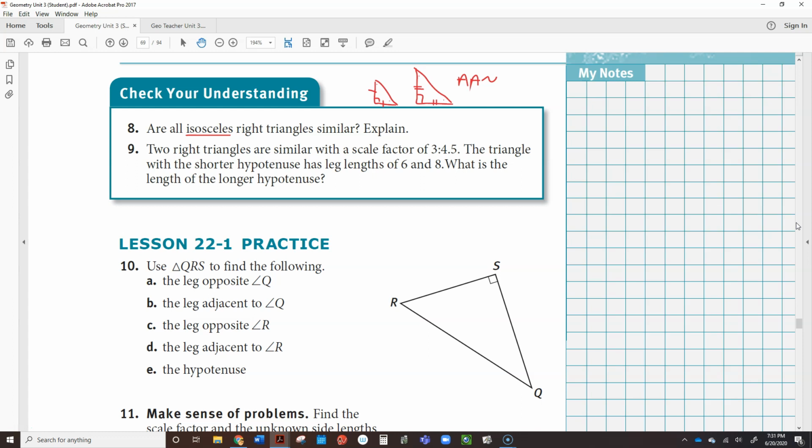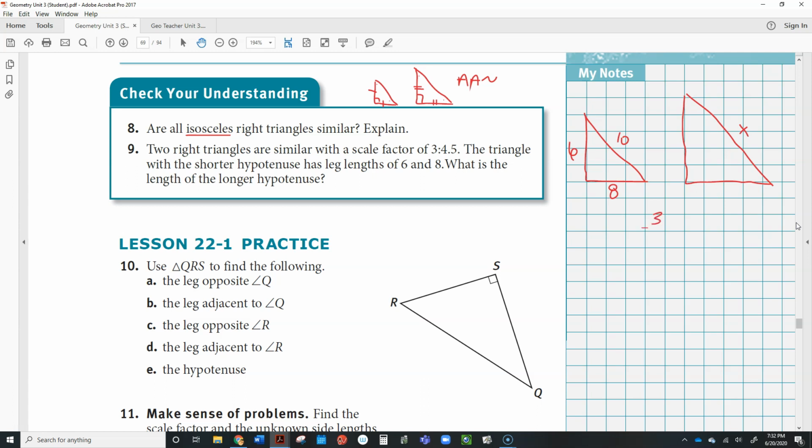The triangle with the shorter hypotenuse has legs 6 and 8. Well, I know how long the hypotenuse is: 6, 8, 10. And what is the length of the longer hypotenuse? So they want to know what this length is. So it's a simple proportion.